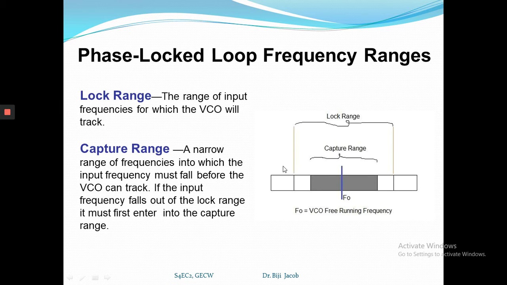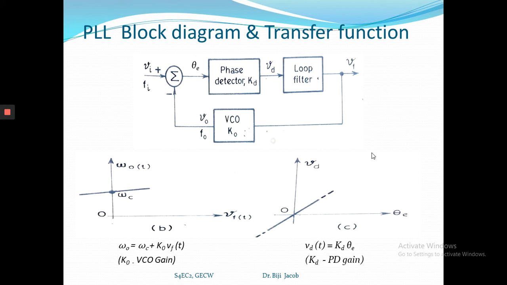If the input frequency goes beyond the lock range, even after the capture condition has occurred, then the PLL will come out of the lock condition and the VCO will run at its free running frequency. So only if the input frequency is within the lock range can the PLL maintain the VCO frequency exactly equal to the input frequency.